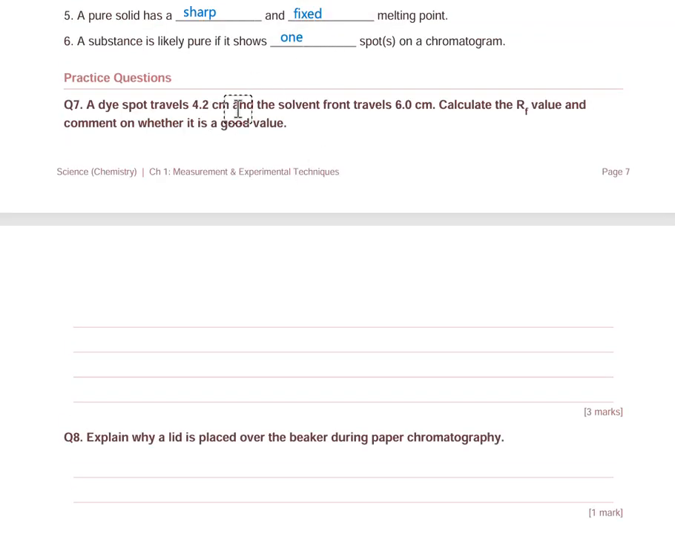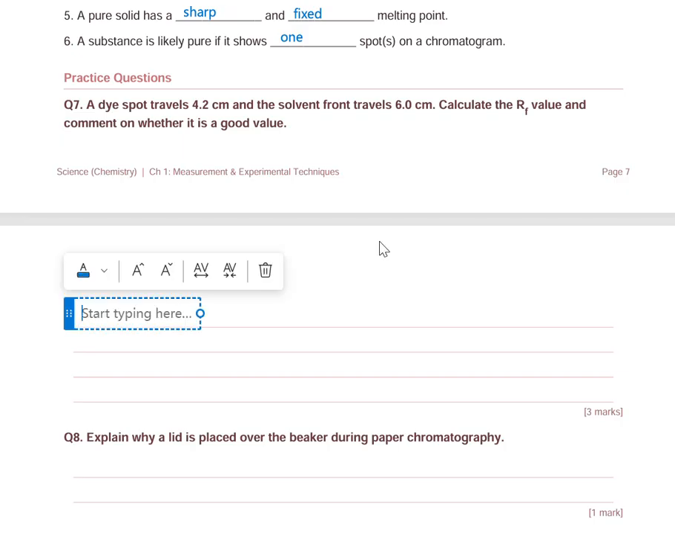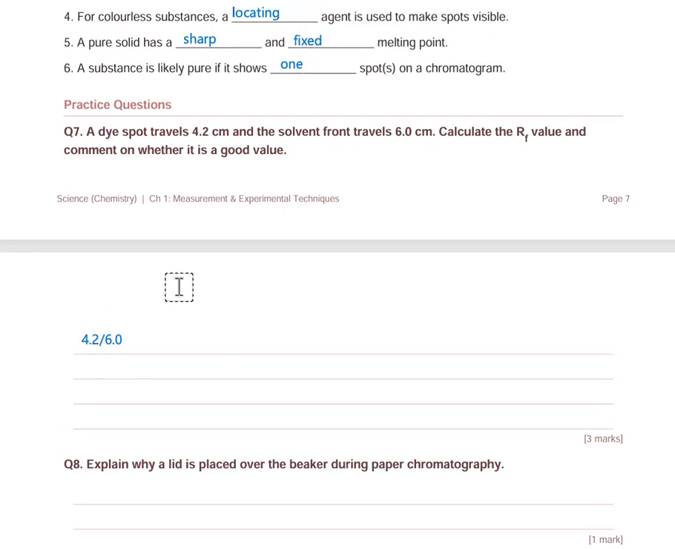A dye spot travels 4.2 and the solvent travels 6.0. Calculate the Rf and comment on what is a good value. These kinds of questions will actually come out. So let's start. Rf equals 4.2 divided by 6.0. You should write 6.0 because if you write only 6, they'll probably mark you wrong. The question asks for 1 decimal point, so giving only 1 sig fig doesn't make sense.